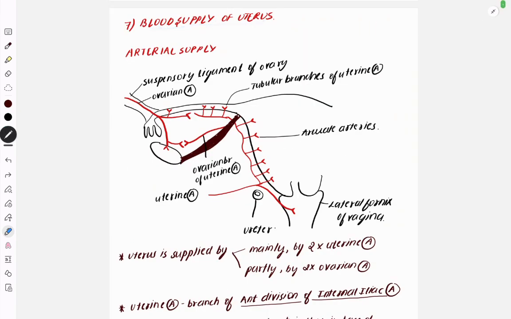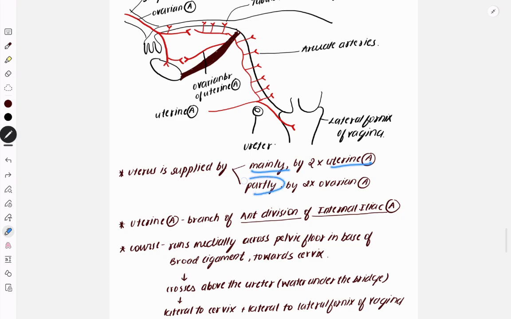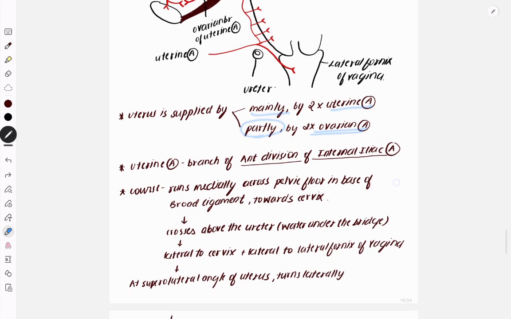Next point of discussion is blood supply of uterus. Starting with the arterial supply, there are two arteries which supply. One pair of uterine arteries, which is the major blood supply, but we also have one pair of ovarian arteries which supply the uterus only partly. So mainly it is supplied by the uterine artery, and partly it is also supplied by a pair of ovarian arteries.